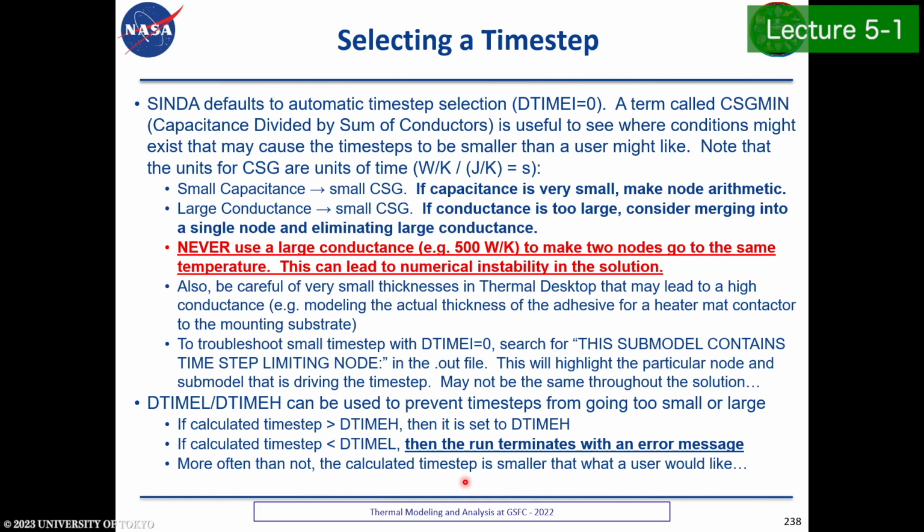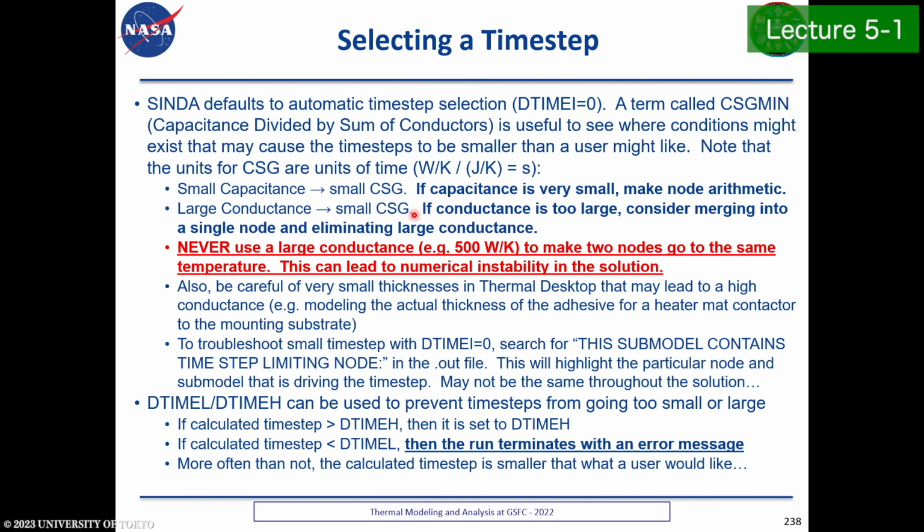For that reason, you wish to avoid very small capacitances. If it's very small, it drives the CSG to a small number. If the capacitance is very small, why isn't it arithmetic? Assume that it's a massless node if it's so small that it's driving you to small time steps. Similarly, a large conductance makes for a small CSG. If I made a conductance of 500 watts per K between two nodes, well, they're going to pretty much run at the same temperature. I need to have 500 watts to get a 1 K difference between them. Well, if that's the case, why didn't I make them the same node? Why do I have two nodes there with a very, very high conductance?